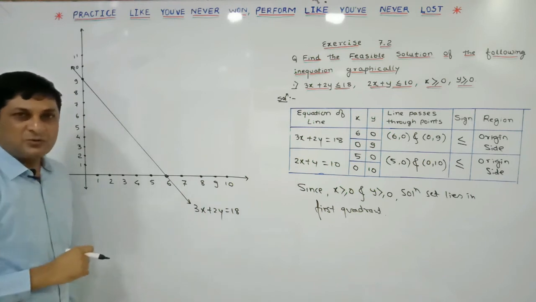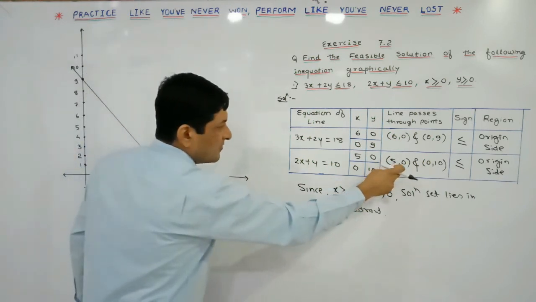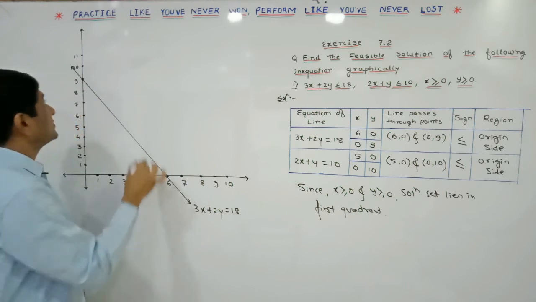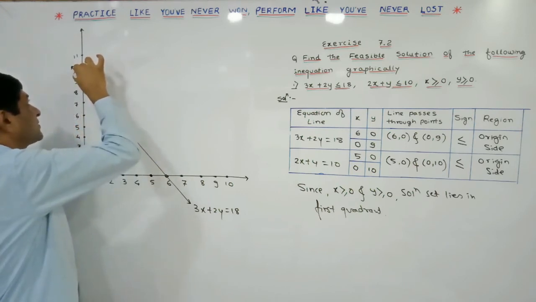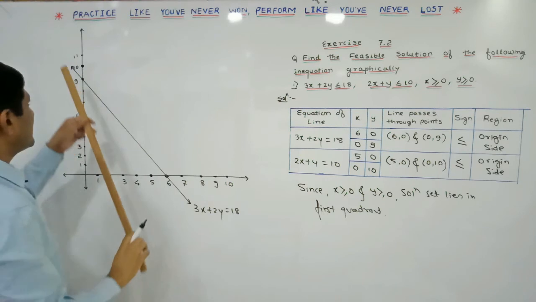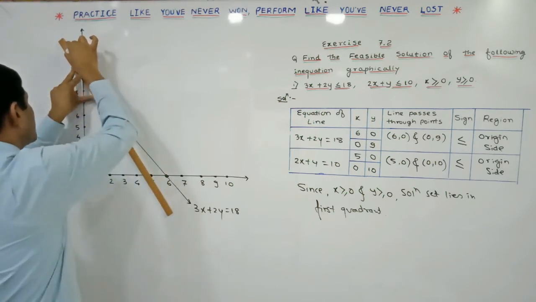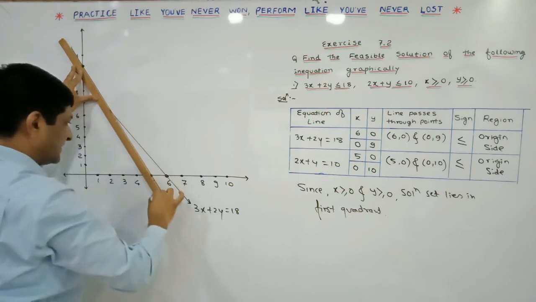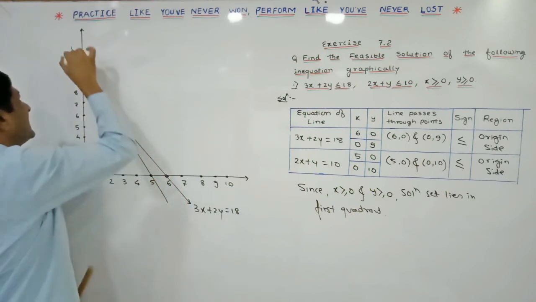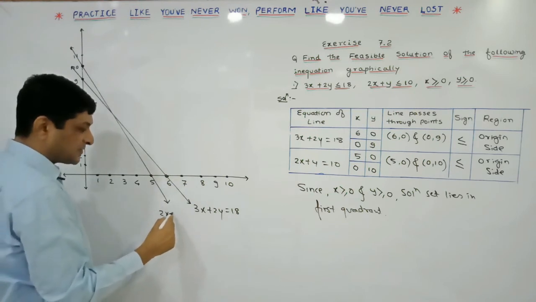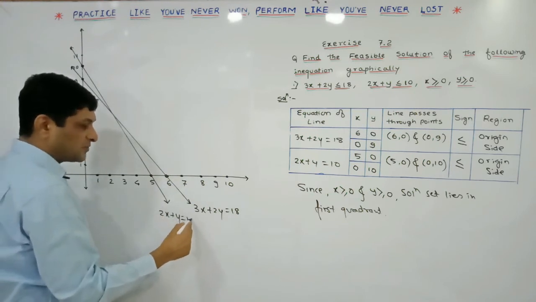Now let us try to draw the second line. The coordinates of points on this line are (5, 0) and (0, 10). So here the coordinates of two points on this line are known to us. Draw a line passing through these two points. So let us draw the second line here. Once the second line is constructed, write down the equation of that line: 2x + y = 10.